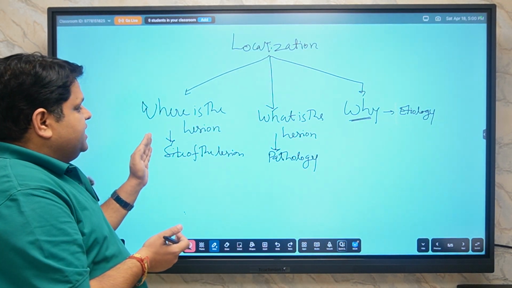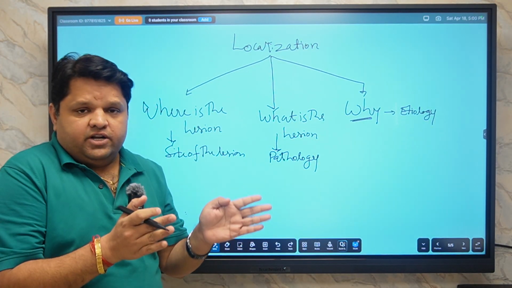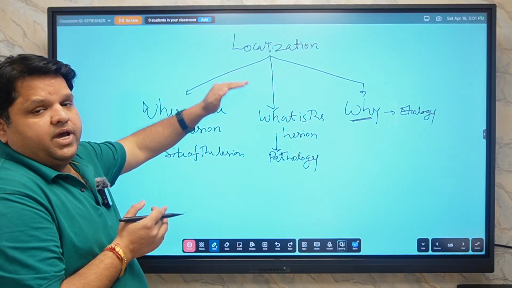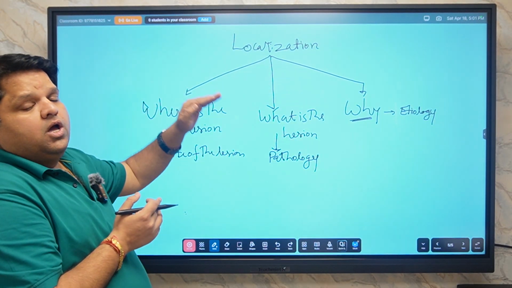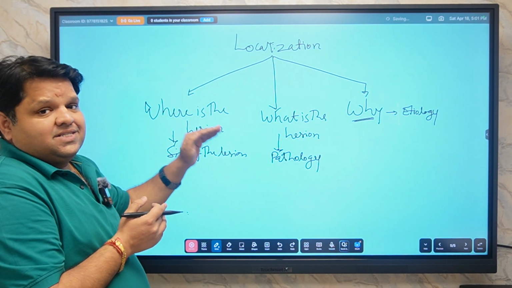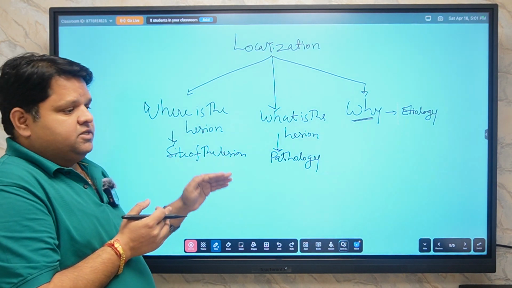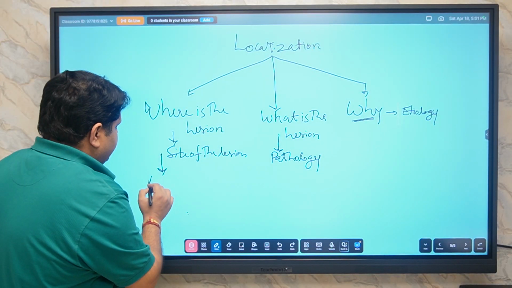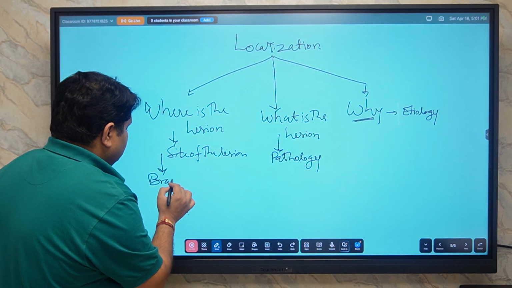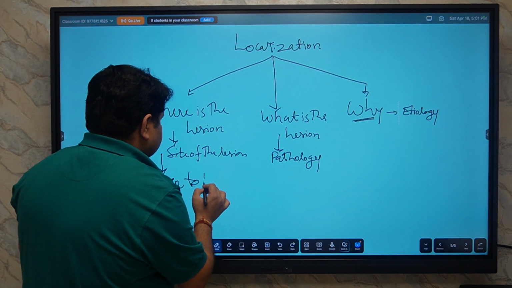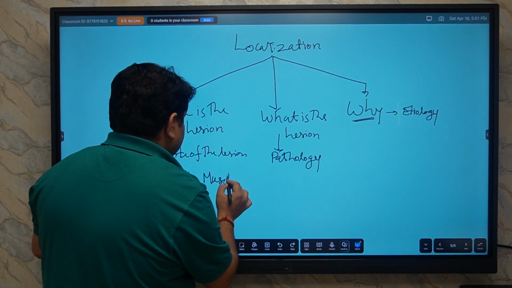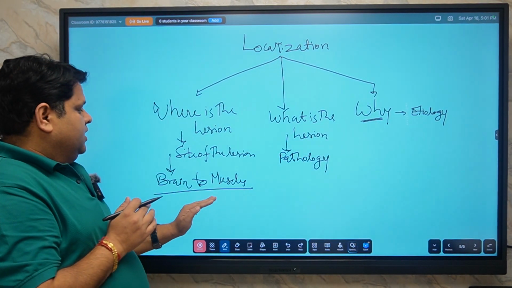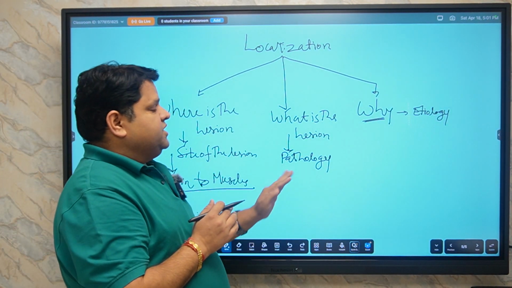So for where is the lesion, we will discuss the peripheral nervous system and the central nervous system. The lesion may be localized in the brain, brainstem, cerebellum, spinal cord, root, nerve, plexus, neuromuscular junction and the muscle. So where is the lesion? From brain to muscle, our lesion can be localized anywhere. Brain to muscles. What is the pathology?